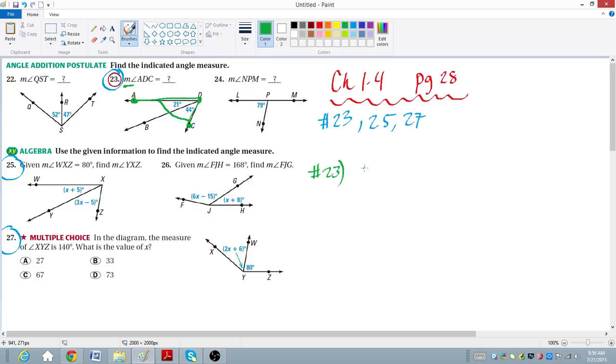So to show your work, make sure you show your work. 21 plus 44, and that's equal to 65 degrees. Number 25.